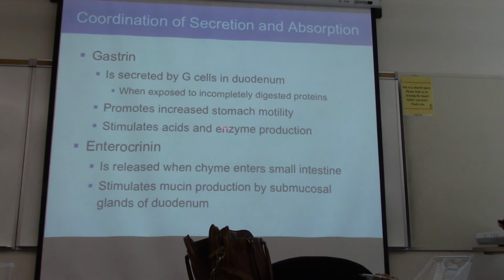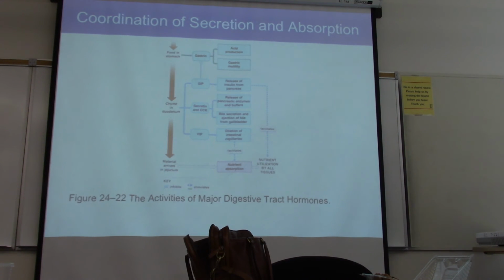Gastrin, we've talked about at length. Enterocrinin is this one that I told you I didn't know anything about. It's released when the chyme enters the small intestine. Okay. It stimulates mucin secretion by the submucosal glands. Well, duh. You dump a bunch of stuff into the duodenum. Brunner's glands get activated. It starts making all this mucus to protect the duodenum.